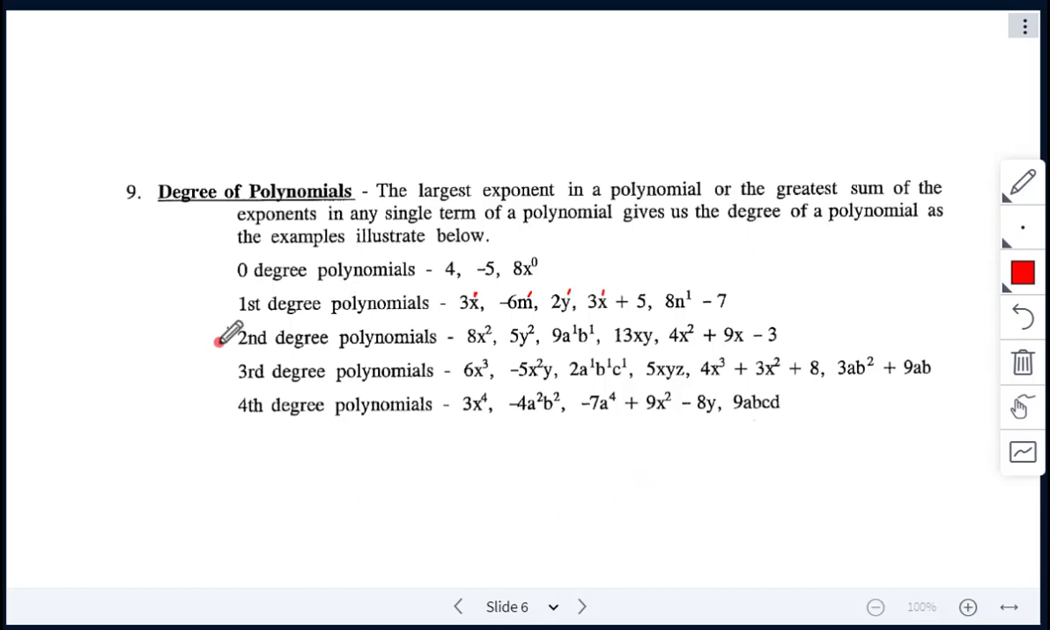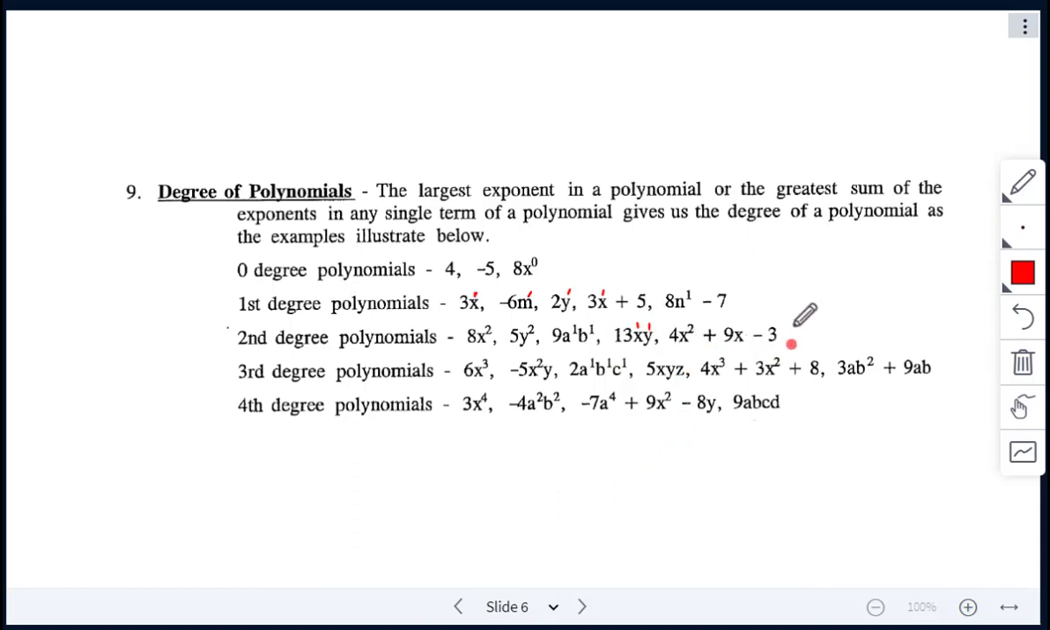Second degree polynomials, they have the exponent of 2. So 5x squared, 5y squared. Here, it's 9a to the power of 1, b to the power of 1, but together, when we add those together, it gives us an exponent or a degree of 2, because we can add the two exponents together in one term. So here we have 13xy, again x to the power of 1, y to the power of 1. This is one term, so you can add those exponents together. 1 plus 1, so it's still a degree of 2.